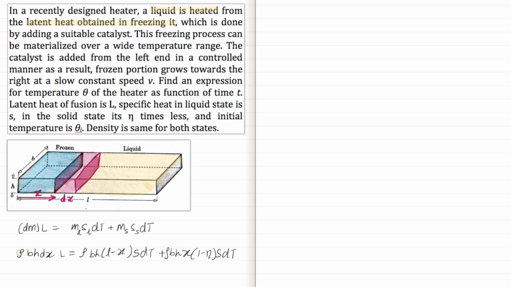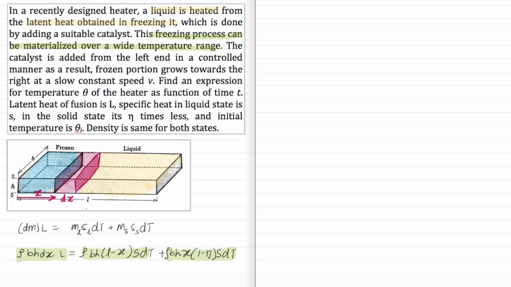Now look again at this equation. This part is the heat which is released in freezing this small segment, and that heat is increasing the temperature of the liquid as well as the solid. And now we have to also understand that this is not a general case, because here this freezing process can be materialized over a wide temperature range. So this equilibrium temperature, the temperature at which both liquid and solid can exist, is also increased due to the catalyst. So every time this equilibrium is also maintained.